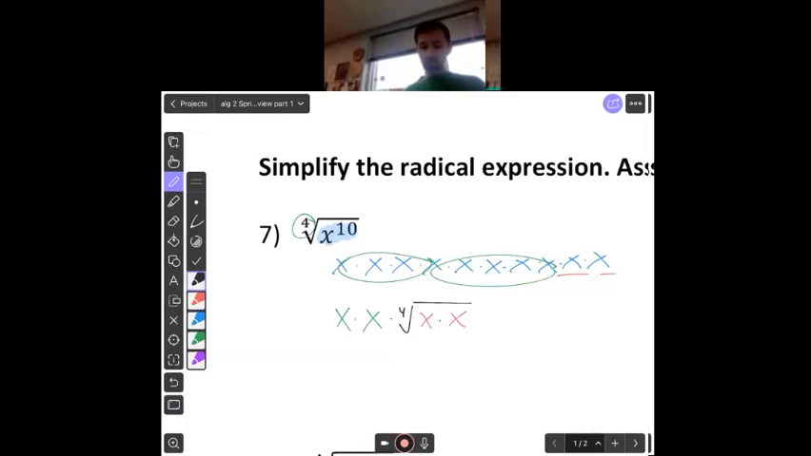So what's on the outside, Brian? Okay, so we have x squared times the fourth root of what? Okay. So the fourth root of x to the 10th is equal to x squared times the fourth root of x squared. So there's our simplified or our reduced version of that radical there.